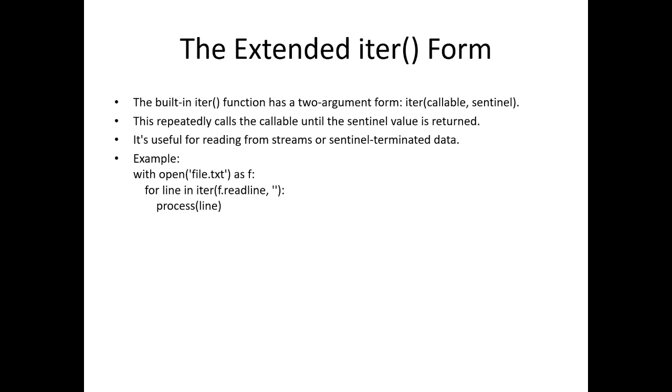The extended iter. The built-in iter function has a two-argument form, iter(callable, sentinel). It repeatedly calls the given callable until it returns the sentinel value, yielding each result along the way. This is useful for reading from streams or any source where a special value marks the end. A classic example is reading lines from a file until an empty string is returned.